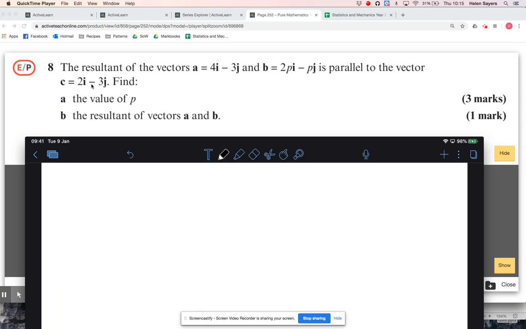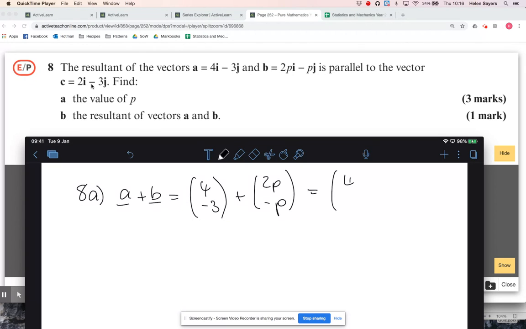So we've just got to be a bit careful with this idea of them being parallel. First of all, the resultant of A and B will just be those added together. I'm going to write them as column vectors just because I find that a little bit easier. So I'm going to write vector A as (4, -3) and vector B as (2p, -p). Okay, so I can then write that as a single vector: (4 + 2p, -3 - p).